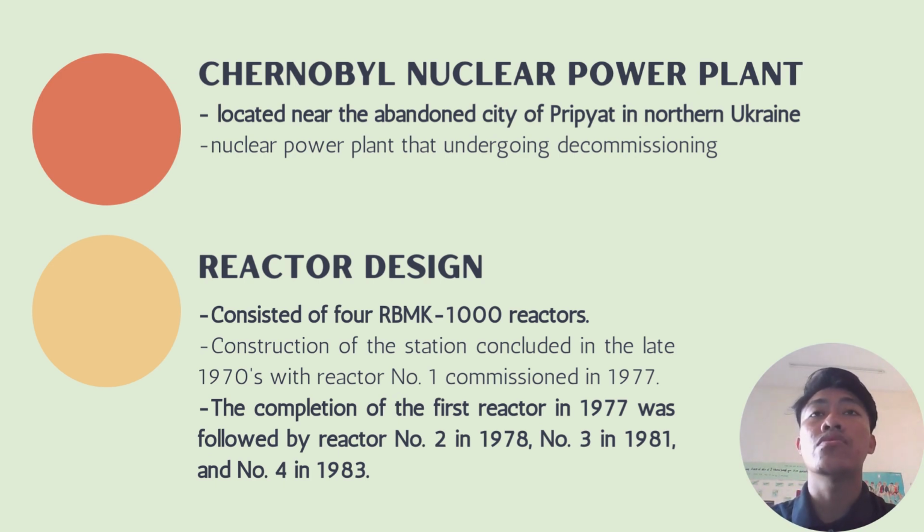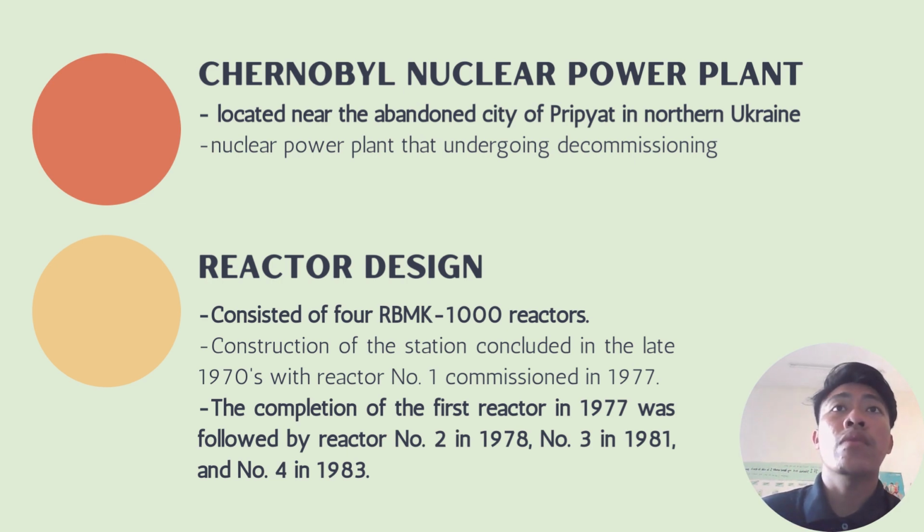Today I will present to you about the introduction of the Chernobyl nuclear power plant. The Chernobyl nuclear power plant is located near the abandoned city of Pripyat in northern Ukraine and is a nuclear power plant that is undergoing decommissioning. It consists of four RBMK-1000 reactors. RBMK is a class of graphite-moderated nuclear power reactor designed and built by the Soviet Union.